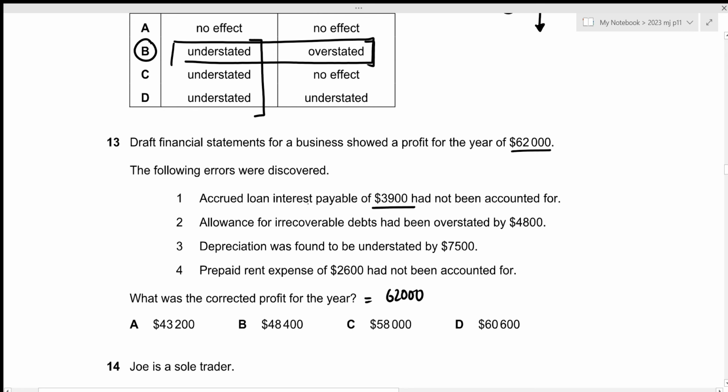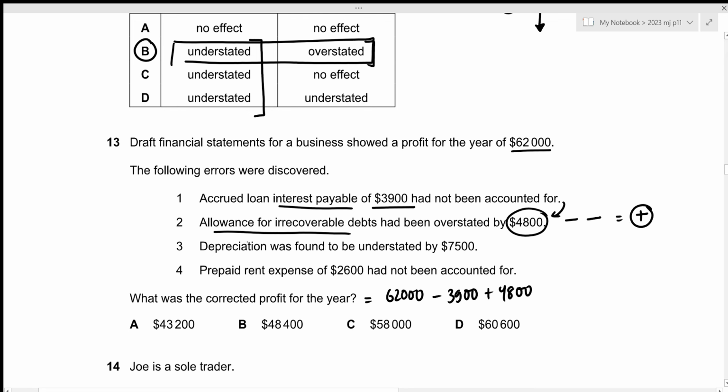Loan interest payable is our payment which we need to subtract in order to figure out the profit. So we just need to subtract that 3,900. For the second one, allowance for irrecoverable debts had been overstated by 4,800. So if this has been overstated, we definitely need to subtract this. But allowance for irrecoverable debts is something that we subtract in order to figure out the profit. So that's a double negative which results in a positive. It just means that in order to rectify this error, we have to add this amount of 4,800.